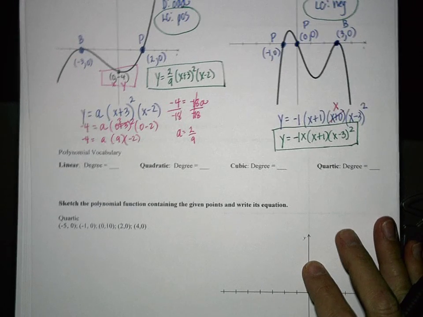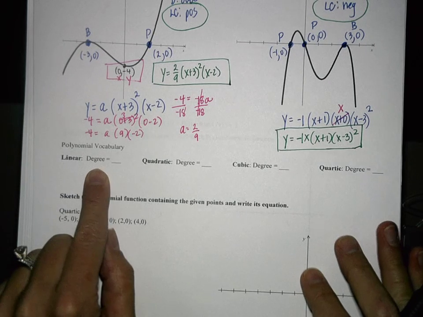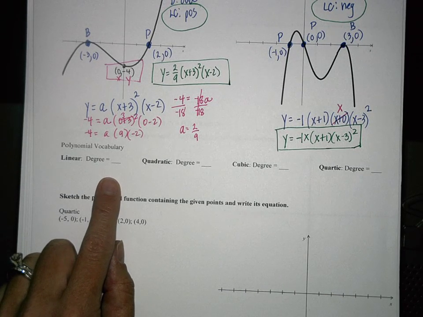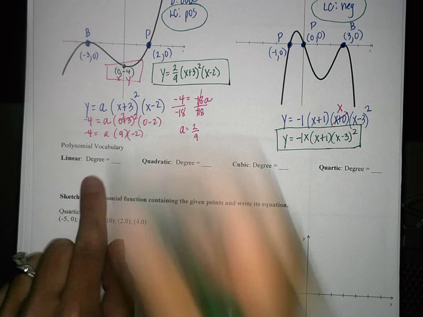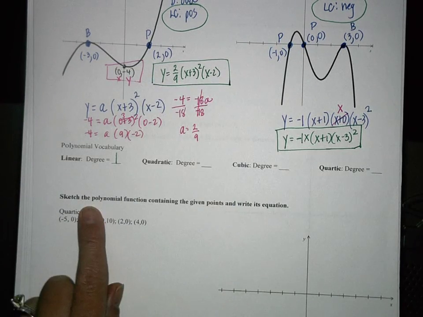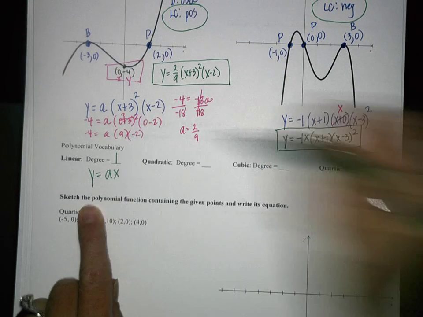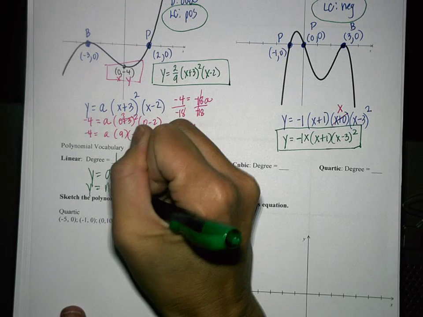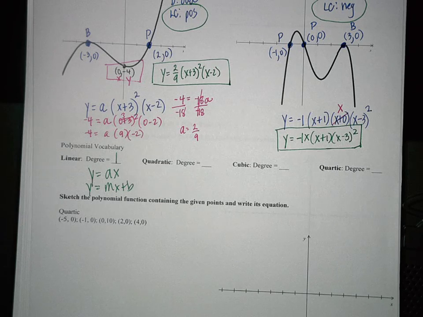Let's move on. Linear equations. What type of degree would a linear equation have? Anybody know? Do you have an x squared ever in a linear equation? No. The degree is 1 because it just has one plain x. Our equation is usually like y equals ax, or y equals mx plus b. Sometimes you see it like that, or more times you see it like that. But notice the degree is 1. There's one x, there's no exponent.